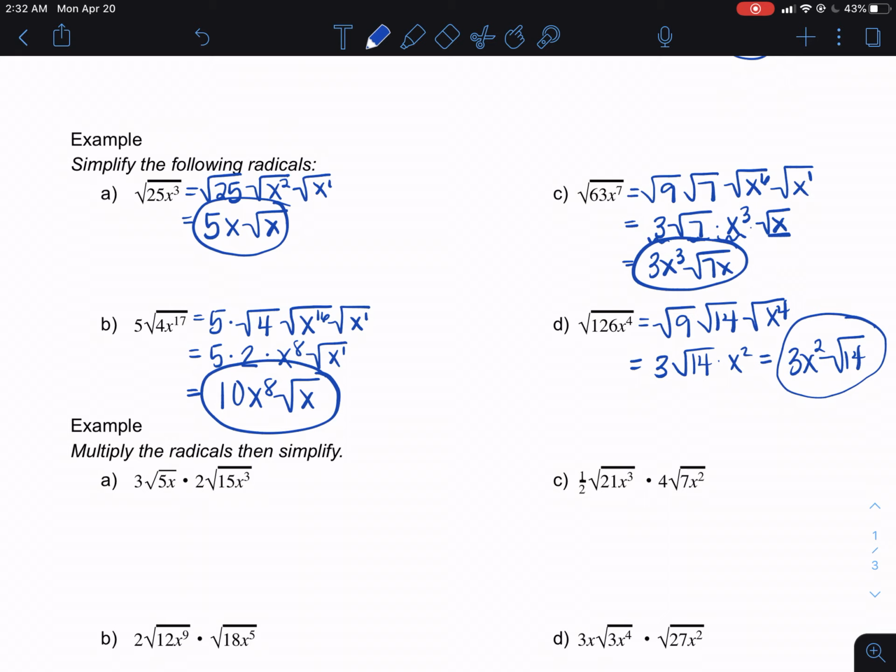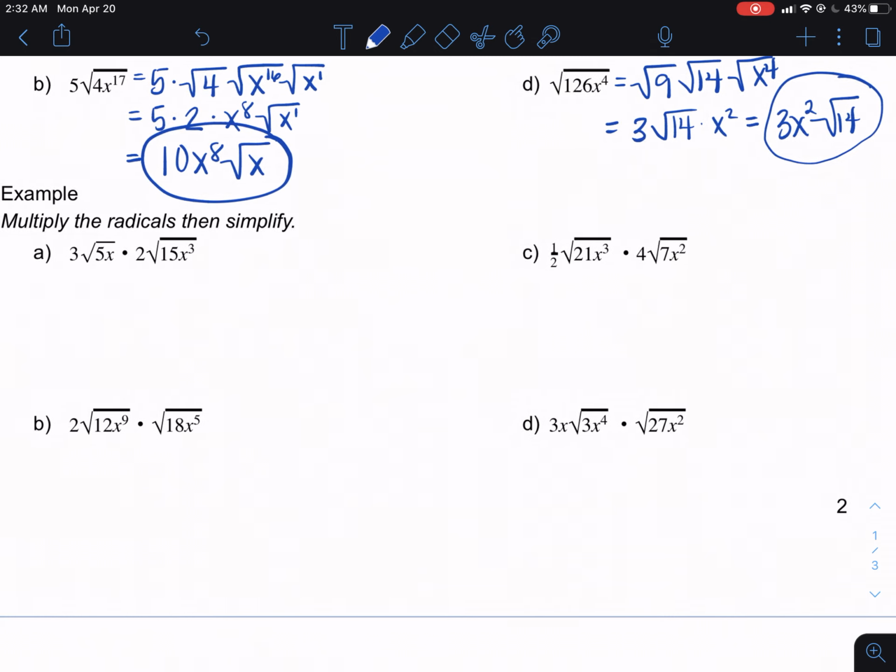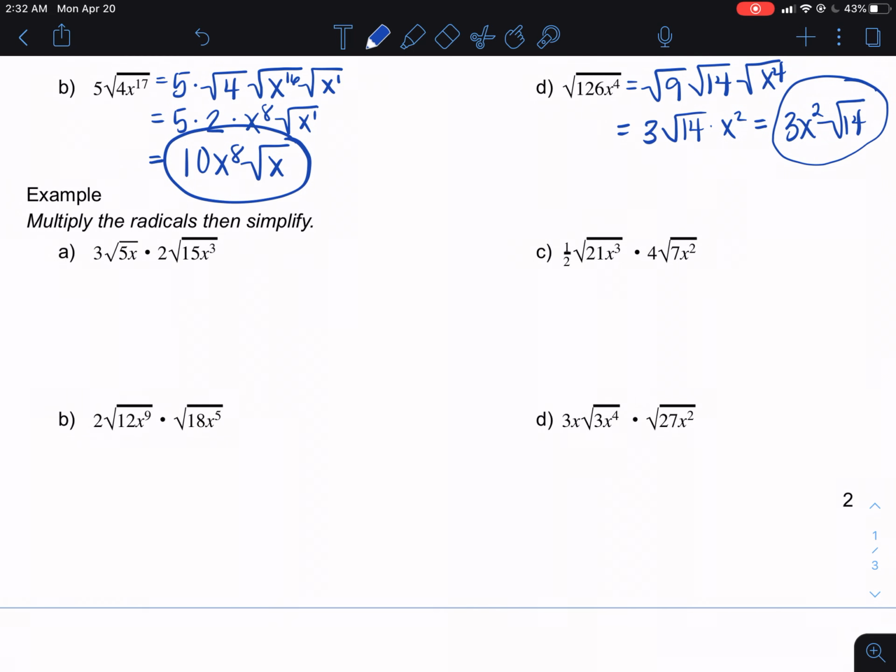Okay, so now we're going to look at multiplying and then simplifying. So this is very similar to what we did here in C after we did our first step of simplifying. So here we're going to multiply first because these are each already simplified radicals. So we have 3 times the square root of 5x times 2 times the square root of 15x cubed. So we're going to multiply our outsides. So 3 times 2 is 6. And then we're going to multiply the insides. So 5x times 15x cubed is 75x to the 4th.